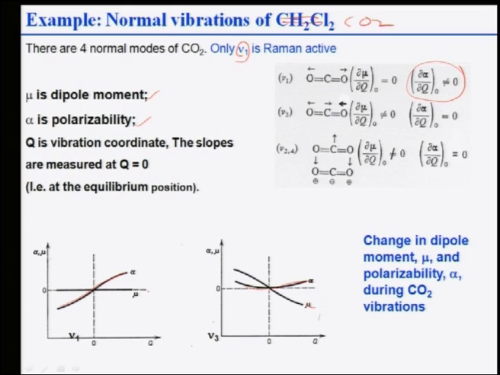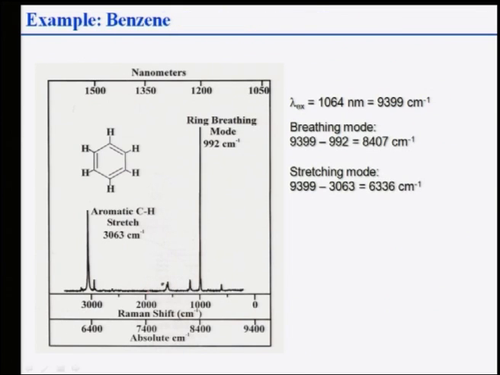Here the dipole moment does not get changed. To give another example, benzene, as you know, has an aromatic CH ring, and there is a stretch band at close to 3000, and then you have a ring breathing mode which is about 992.